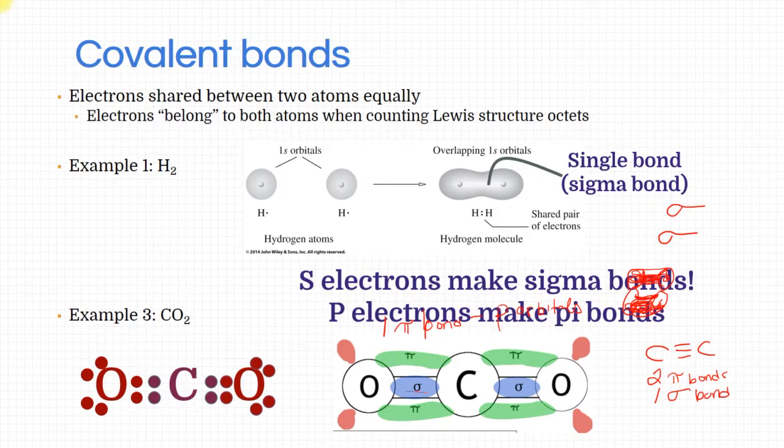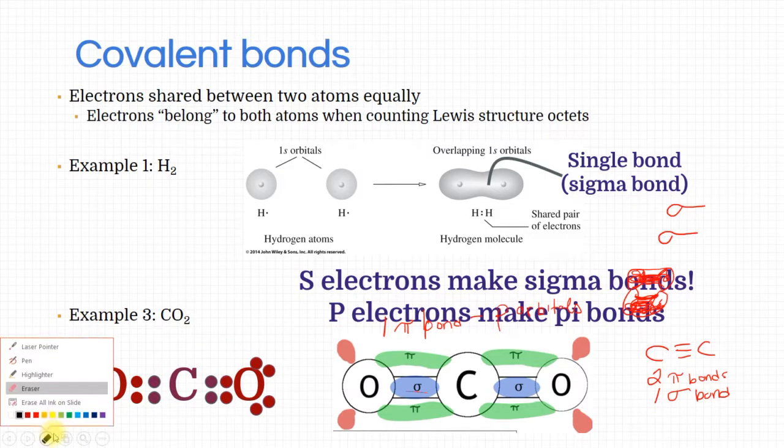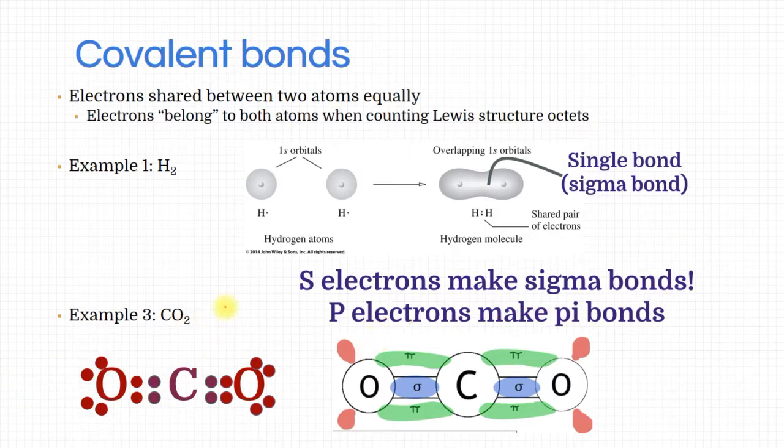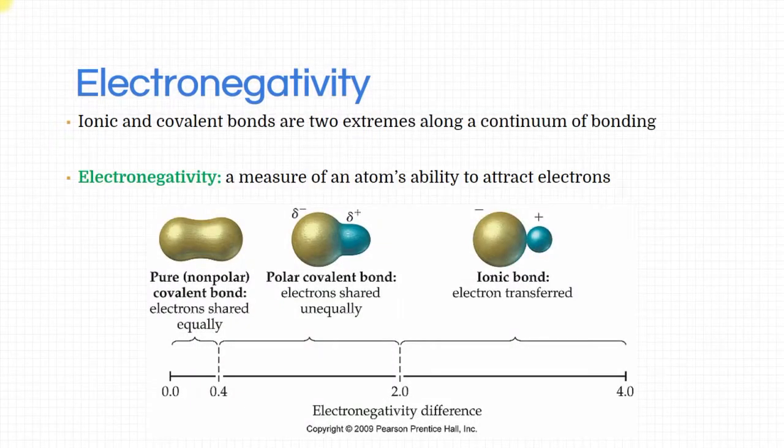The cool thing about it is the names kind of match. So S electrons are responsible for making sigma bonds. The S's again are the spherical electrons. Well, let's just erase all of it. If you need to write things down, go ahead and pause and do that. Okay, so S electrons form sigma bonds and the P electrons make pi bonds. So that makes some sense.